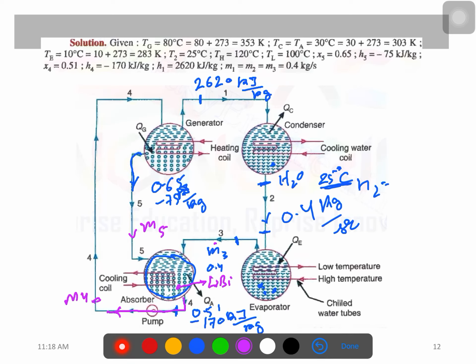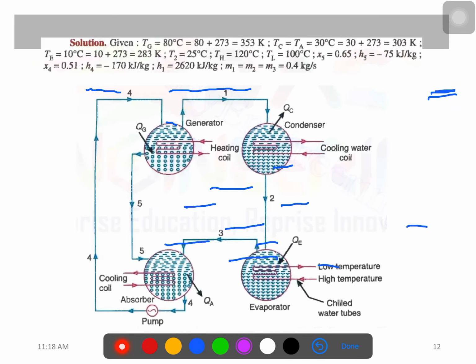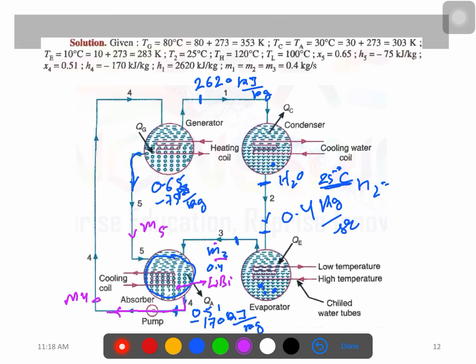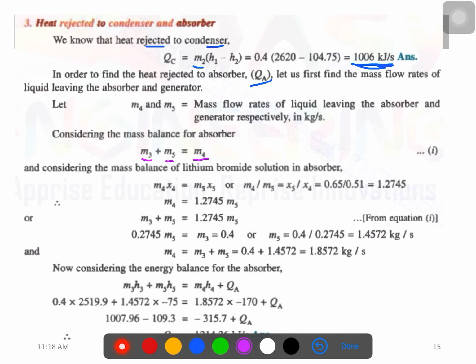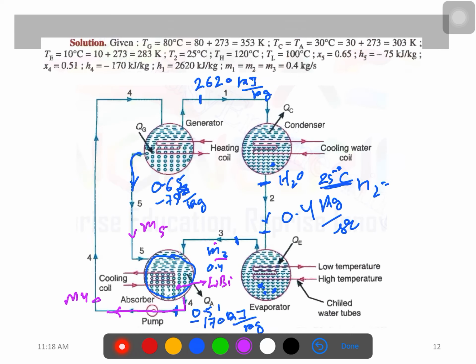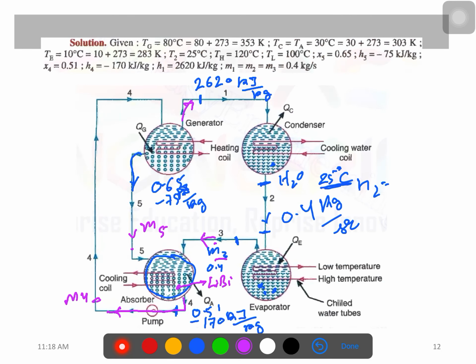So firstly you need to apply the mass balance. To apply the mass balance, M3 plus M5 is equal to M4. Oh sorry, M3 plus M5 equals M4. Okay, now we can balance the lithium bromide. So here you can see lithium bromide is not going in this direction, lithium bromide is not coming from this direction. In between this point and this point, lithium bromide should be balanced.